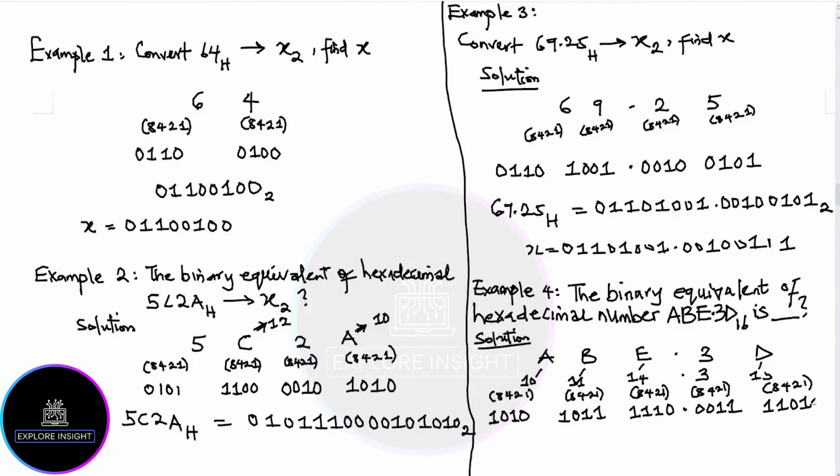So therefore, if we put everything together, it means that A, B, E dot 3D in base 16 is equivalent to 1, 0, 1, 0, 1, 0, 1, 1, 1, 1, 1, 0 dot 0, 0, 1, 1, 1, 1, 0, 1 in base 2. At the end of the day, our S will be this value.